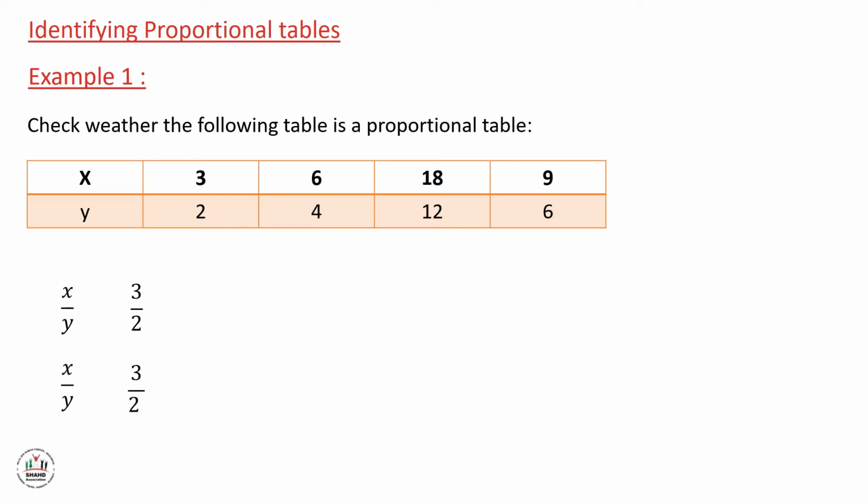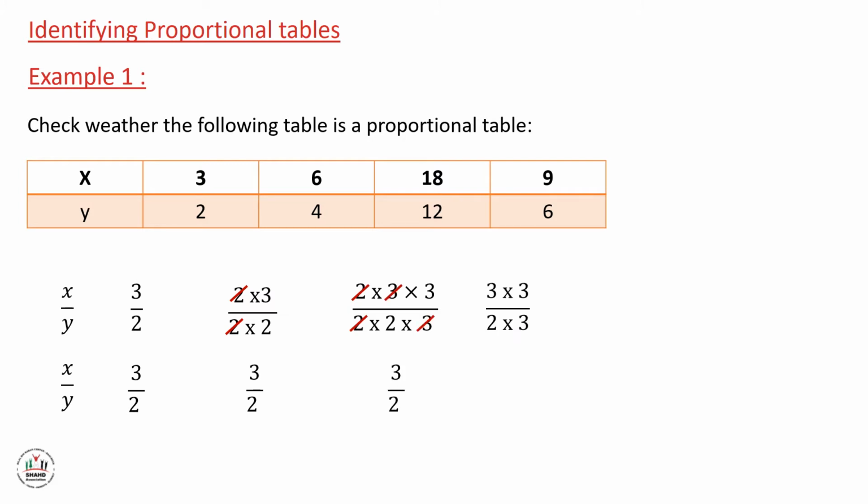6 over 4 is equal to 3 over 2, because 6 is equal to 2 times 3 and 4 is equal to 2 times 2. So 2 is eliminated with 2, and the remaining is equal to 3 over 2. 18 over 12: 18 is equal to 2 times 3 times 3, and 12 is equal to 2 times 2 times 3. Now again you can eliminate 2 with 2 and 3 with 3. The remaining fraction is equal to 3 over 2. And 9 over 6: 9 is equal to 3 times 3, and 6 is equal to 2 times 3. Again, 3 is eliminated with 3, and the remaining fraction is equal to 3 over 2.